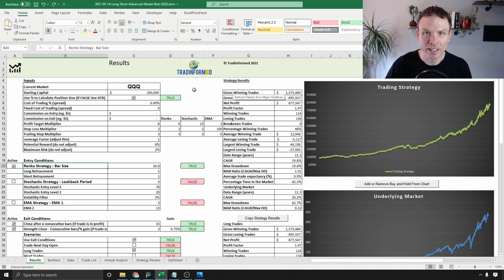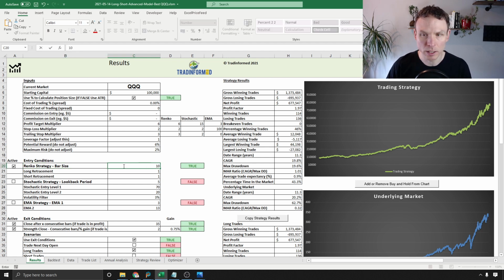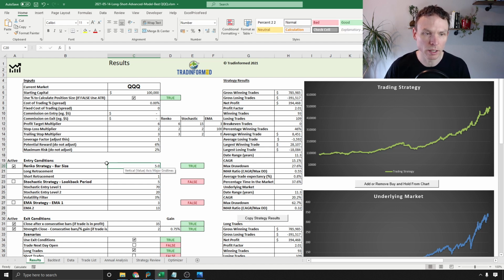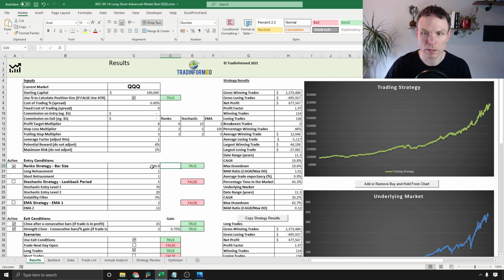Let's have a look at the individual strategies. Firstly, Renko. You can see for each strategy I have programmed in some different variables. So for Renko, the key one is the bar or brick size. So I've set this to 20%. We can easily change this to test different values. And you can see again the results adjusting in real time. So I'm going to set this back to 20%.